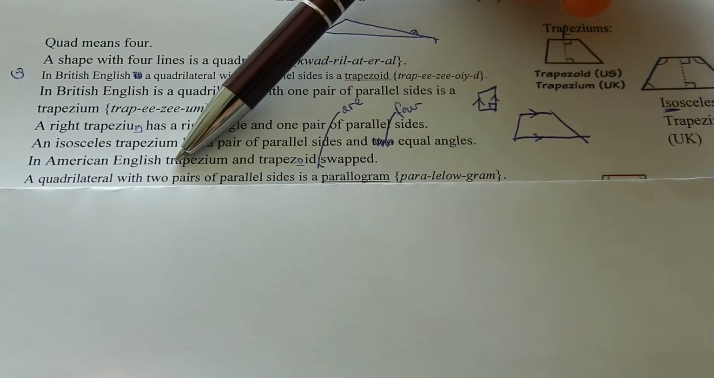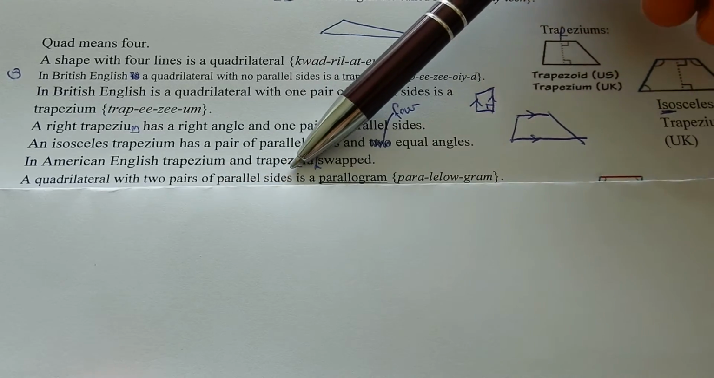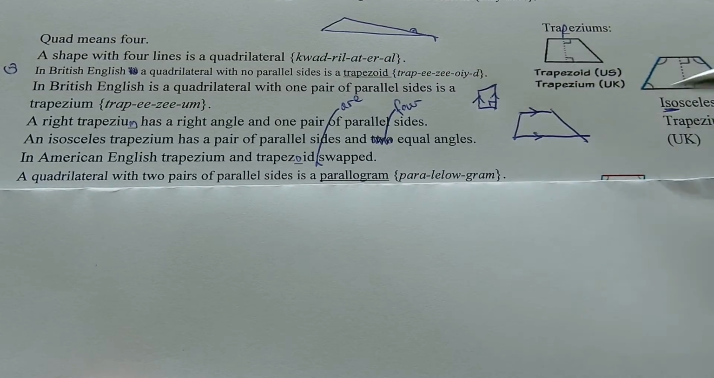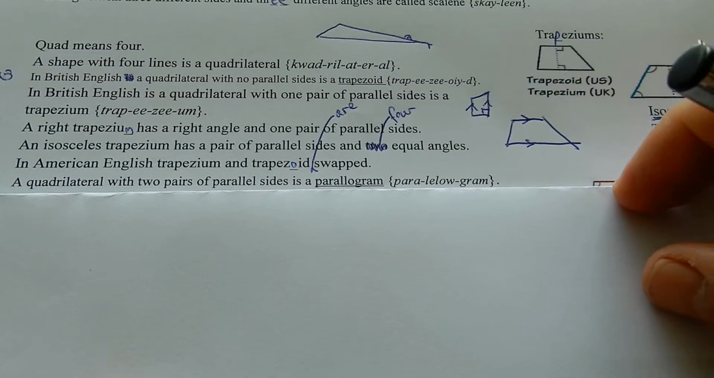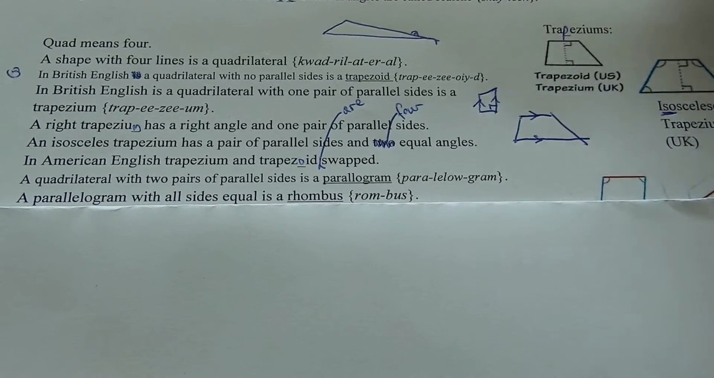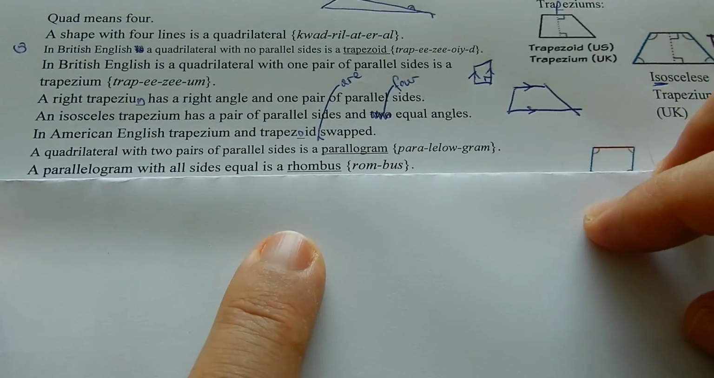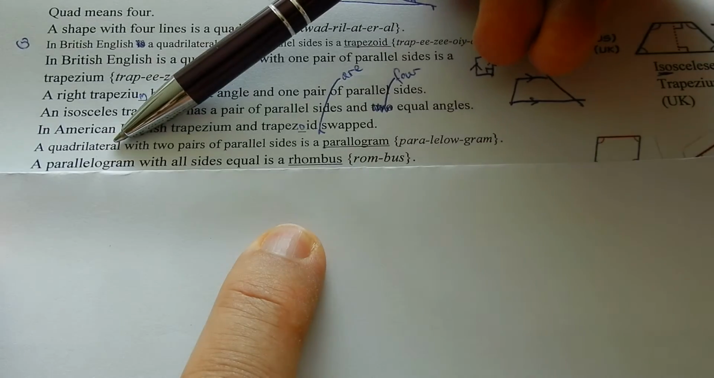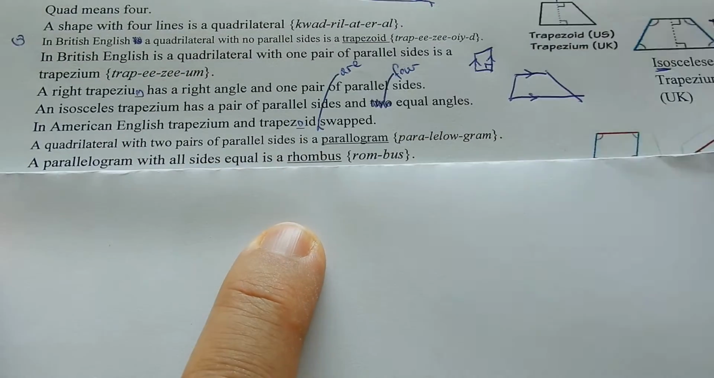A quadrilateral with two pairs of parallel sides is a parallelogram. Parallelogram. I'm doing all the triangles and all the quadrilaterals all at the same time. All the 2D shapes. A parallelogram with all sides equal is a rhombus.